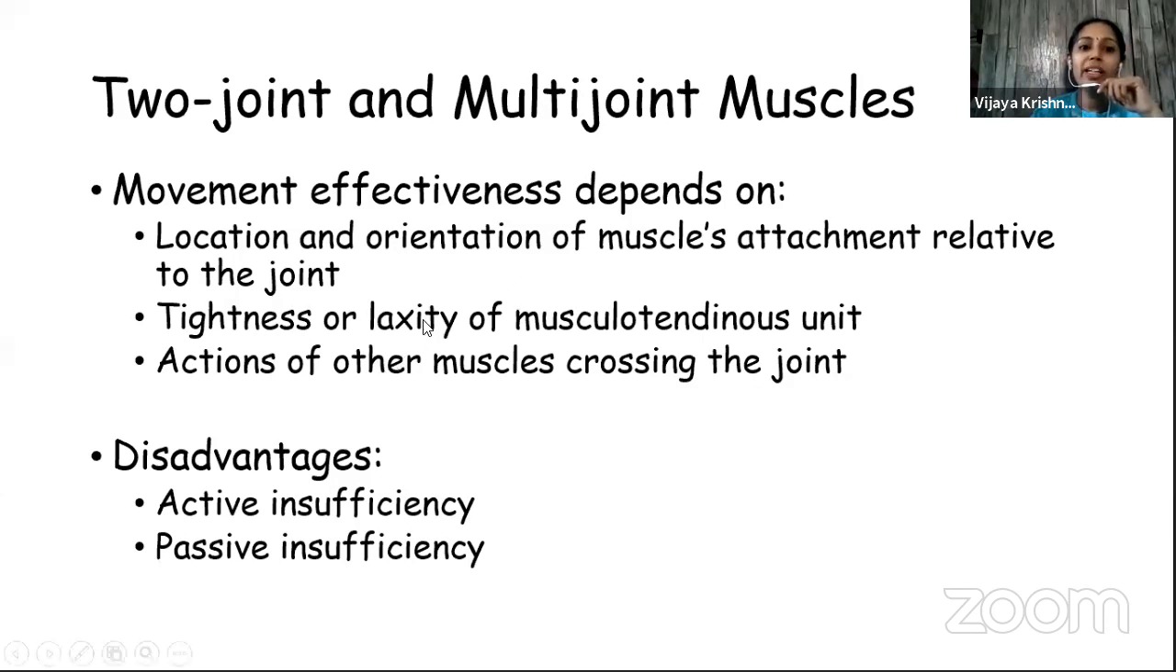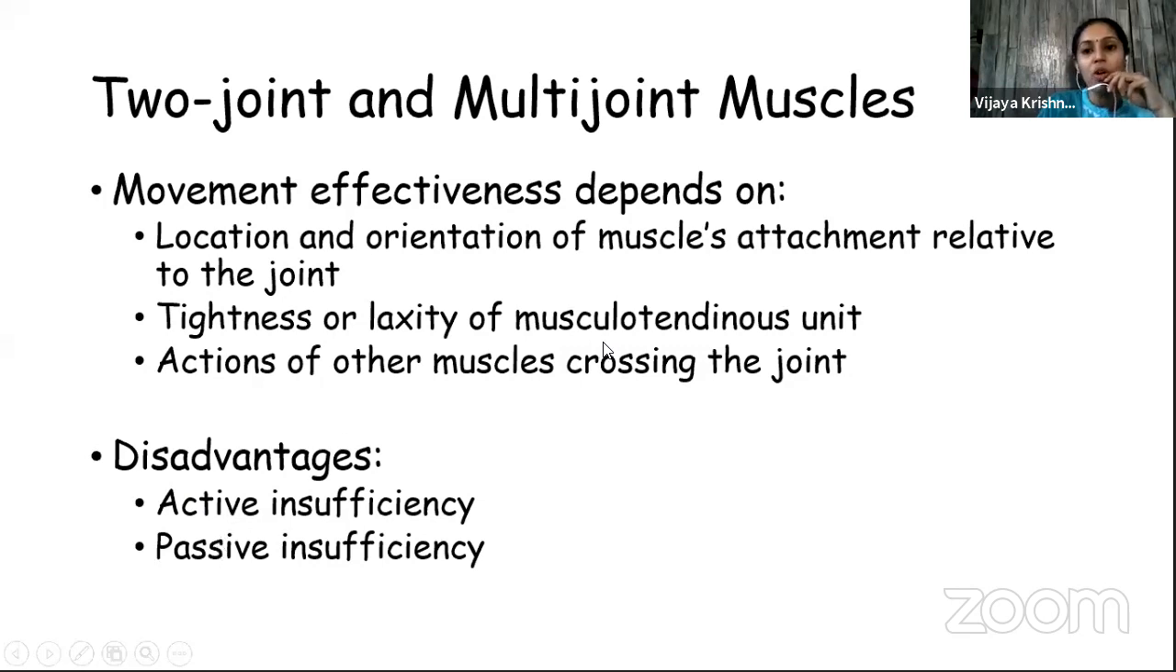Now, the movement effectiveness depends upon the location and orientation of the muscle's attachment relative to the joint, tightness or laxity of the muscular tendinous unit, and the actions of the other muscles crossing a joint. A two-joint muscle crosses two joints, and multi-joint muscles cross more than two joints. Okay. The disadvantage of this feature is something called insufficiency, either active or passive.